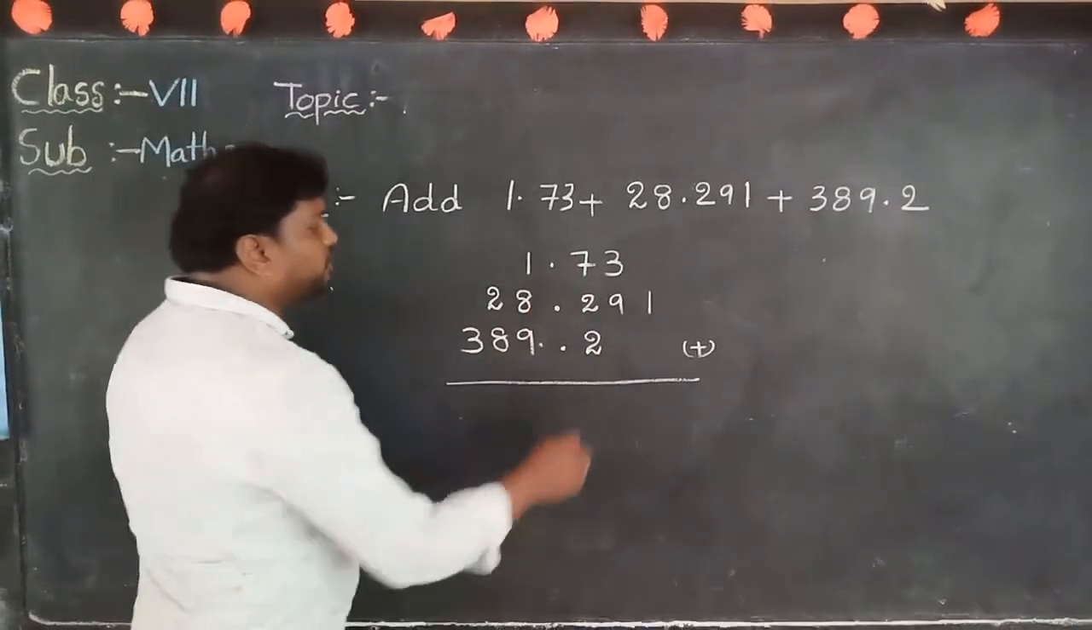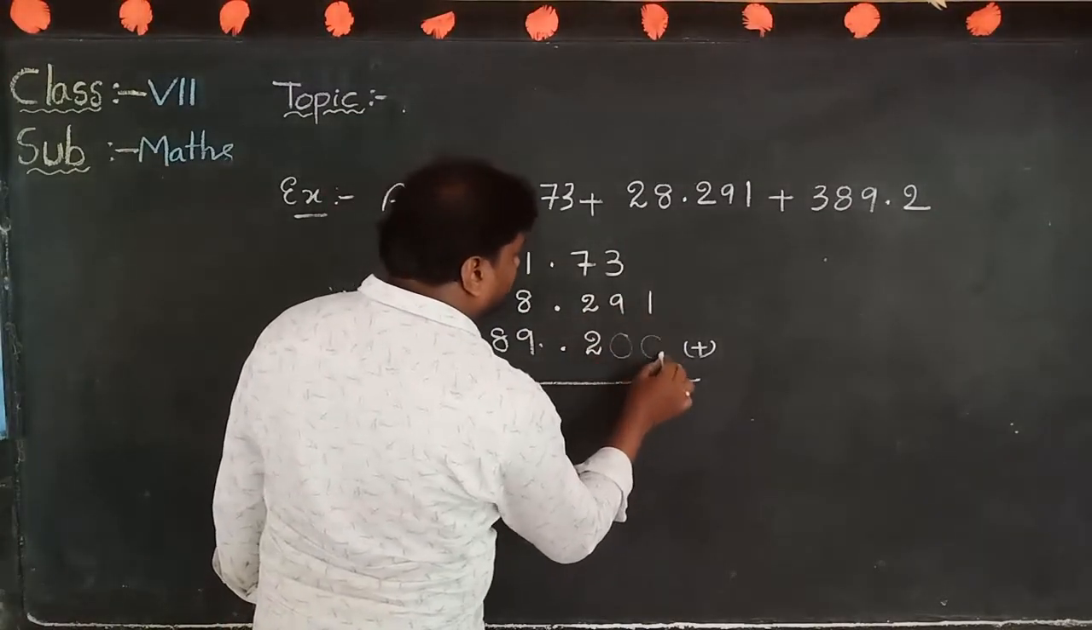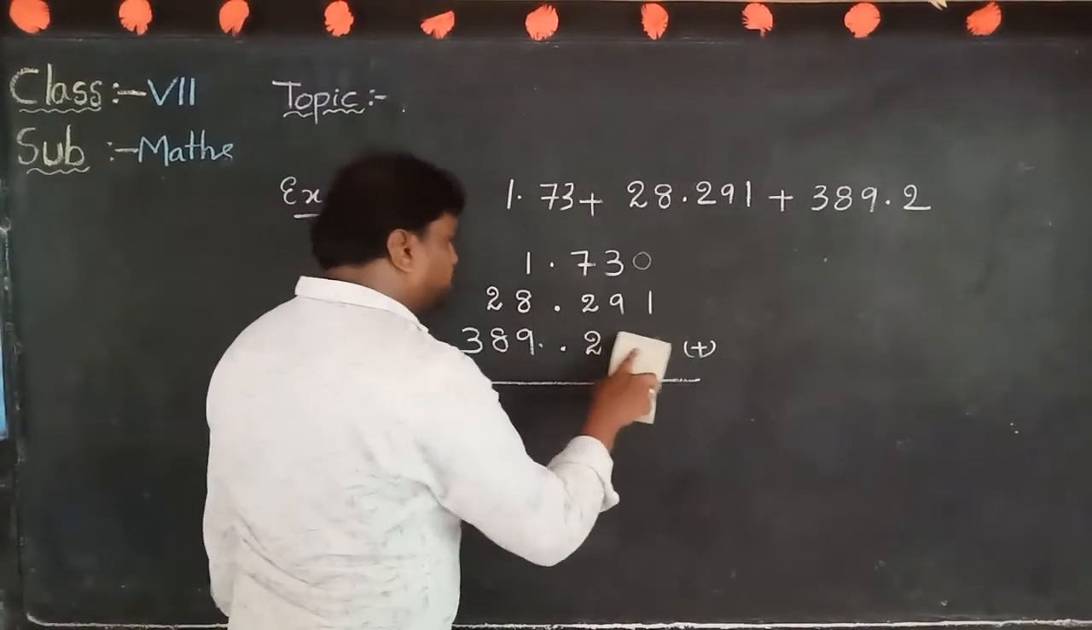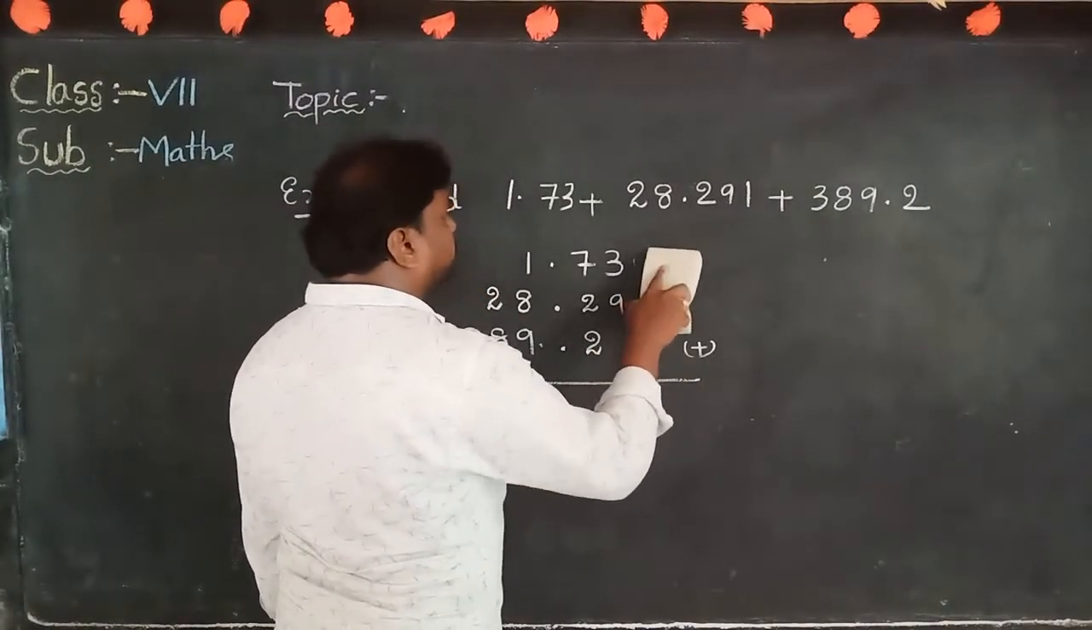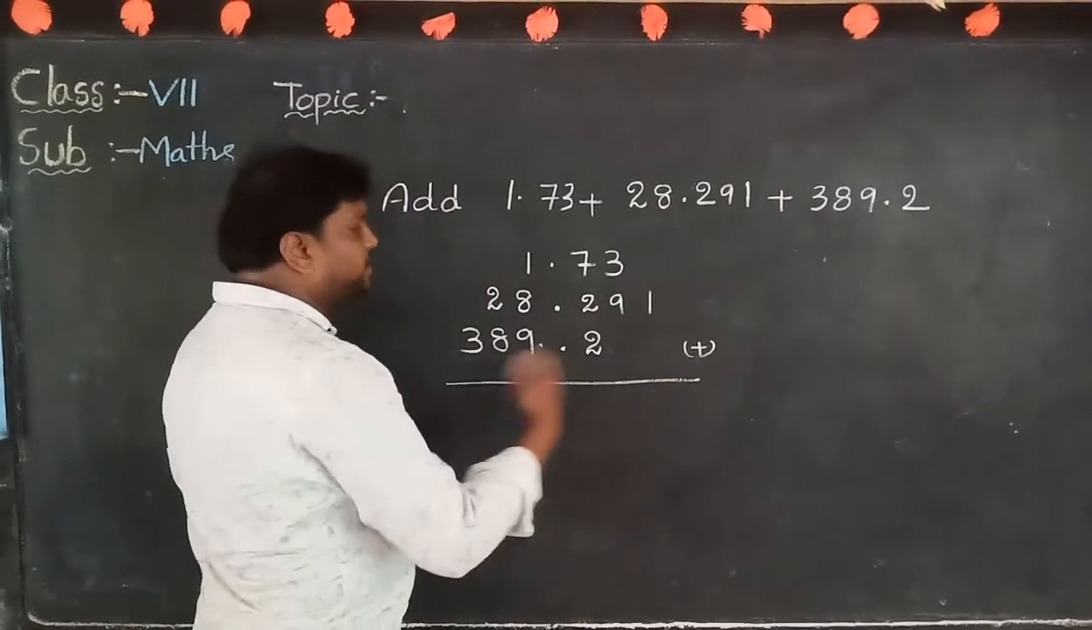Then what about here? Here, in the decimal part, 3 digits are there. We can take zeros, otherwise leave it, no problem. Now we have to add. We are adding from the right side to the left side.